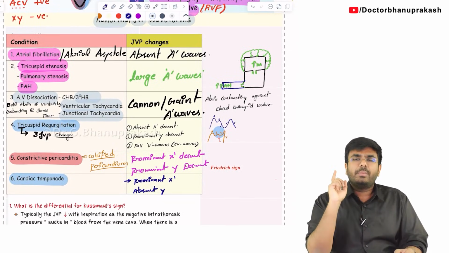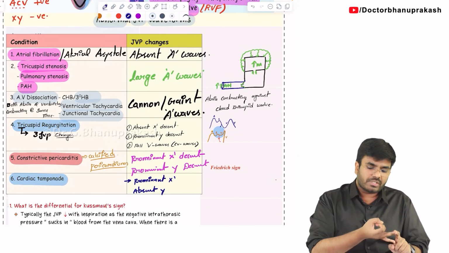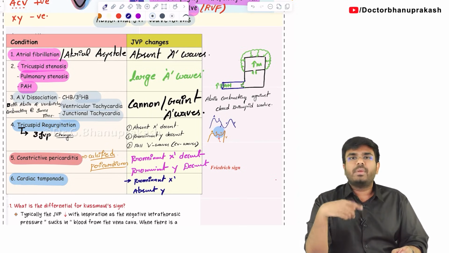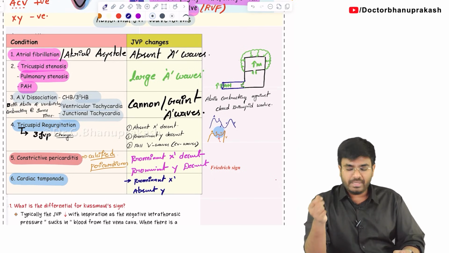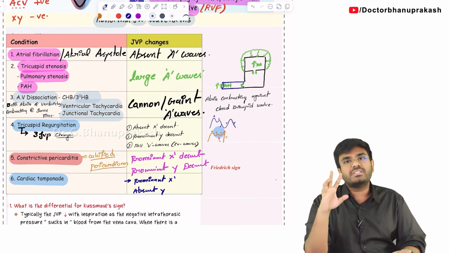Again, recap. In a patient with atrial fibrillation, absent A waves. In a patient with tricuspid stenosis, pulmonic stenosis, pulmonary artery hypertension, there will be large A waves. In a patient with atrioventricular dissociation, there will be cannon or giant A waves. In a patient with tricuspid regurgitation, 3 JVP changes are going to be seen: absent X, prominent Y, and tall V waves called the CV waves.